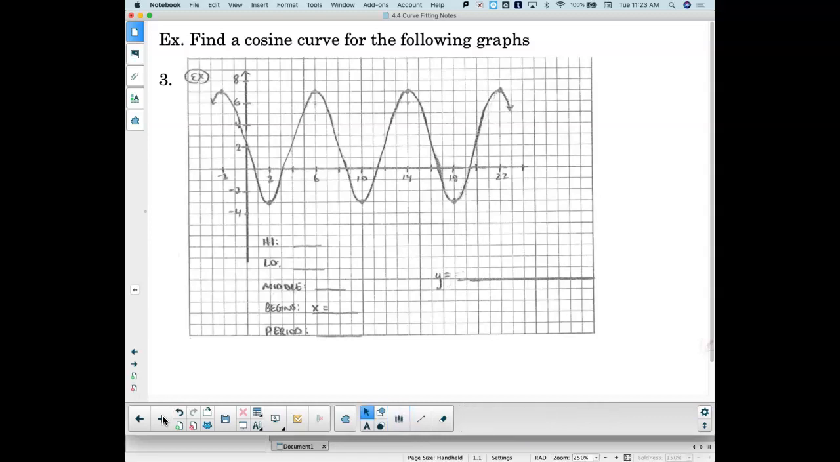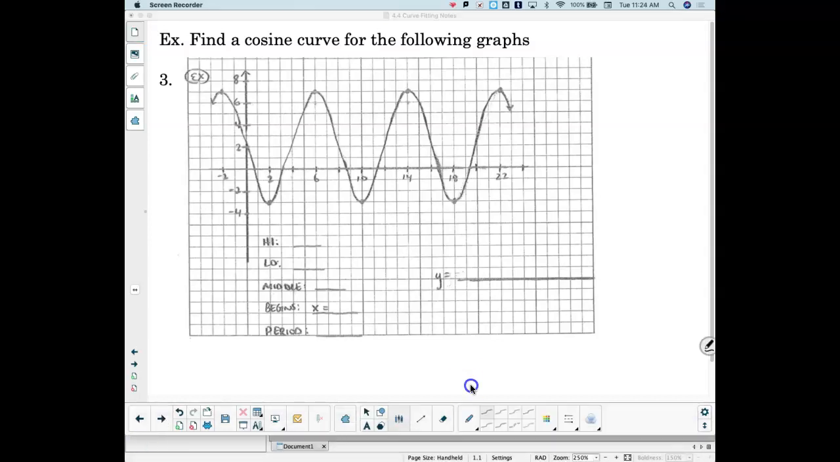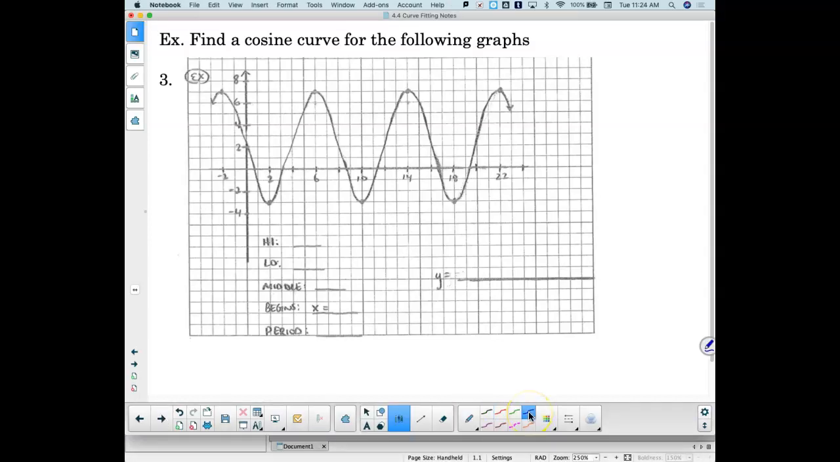This is a cosine curve. Negative 2. Wait, wait, it's got to end somewhere. It would end here, right? Got a high of 7, a low of negative 3. How do you know that, Trish? Puts my middle at 2.